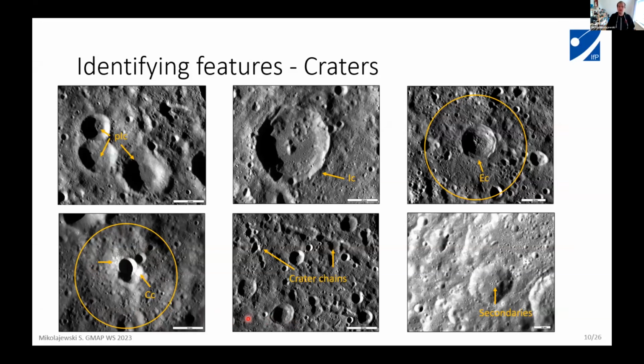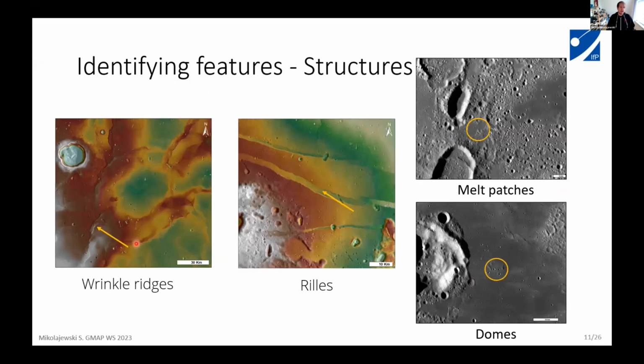Other crater features we find on planetary surfaces are crater chains and also secondary craters that tend to be more clustered. And as Wajiha mentioned before, there are also other structures you can identify, like wrinkle ridges, which tend to be a bit more topographically higher compared to the surrounding material. You have rills of different origin that tend to be a bit topographically lower. Then you have also melt patches and, as we heard before, volcanic domes.